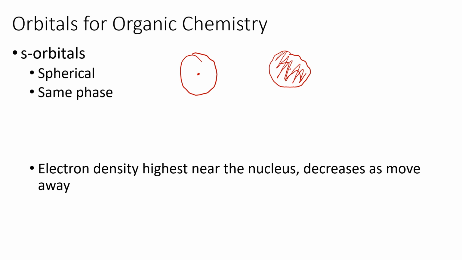The electron density in an s orbital is going to be highest near the nucleus, and it will decrease as we move away from the nucleus. So as we get farther and farther away from the nucleus of the atom, we're less and less likely to find that electron.